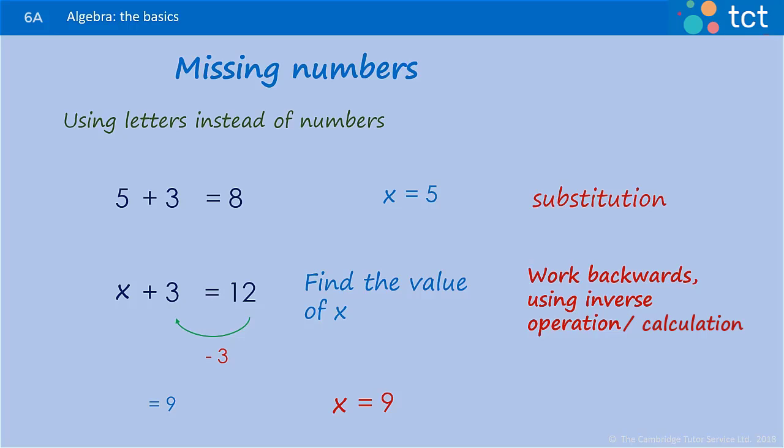Something else for the Key Stage 3 pupils to take into account here is that in algebra, this kind of calculation is known as an equation, because what we have on either side of the equal sign is things that are exactly the same. The equal sign just means is the same as. So x plus 3 will come to exactly what's on the other side of the equal sign, which is 12.